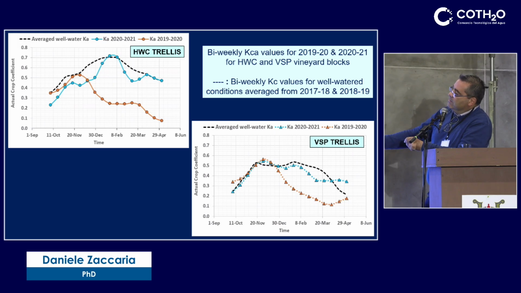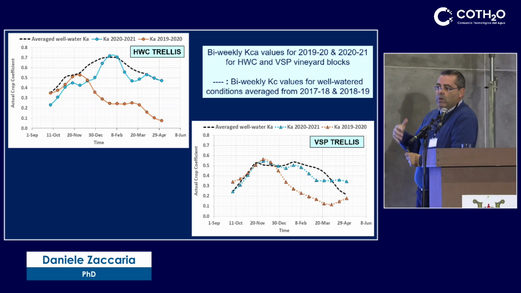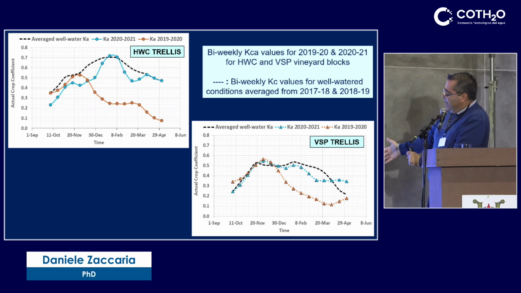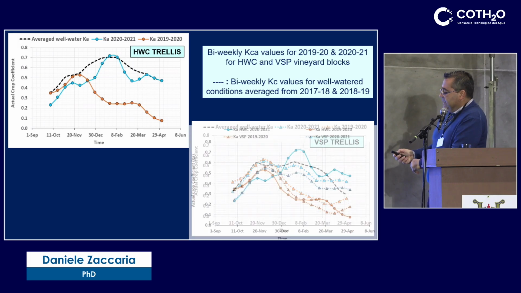So this is the high wire cordon. You can see 2019 was way below average, all right? 2020 was somewhat below the average, but still reaching the average crop coefficient. I mean, the well-watered crop coefficient. VSP, here is the result in terms of crop coefficient. And you can see basically, here's the take-home message.